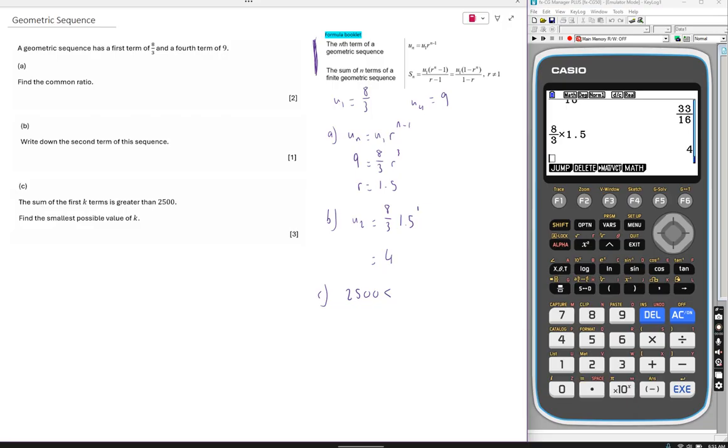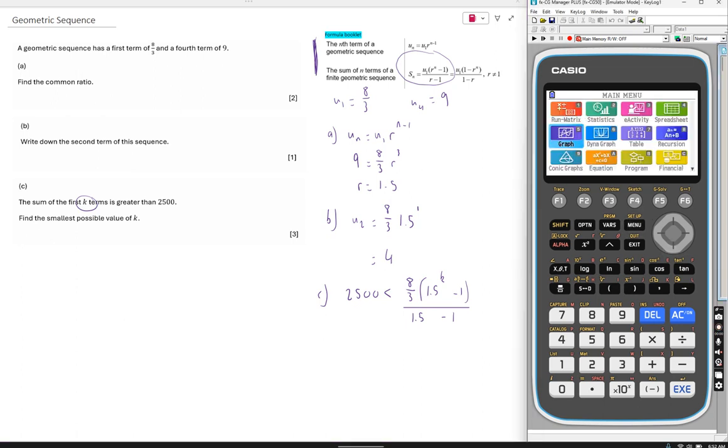Now I'm going to use this formula. I'll draw a circle around it. I'm going to use this formula up here. So U1 is 8 over 3. r is 1.5. n, we're not going to use n, we're going to use k because it says the first k terms, so let's keep it consistent. k minus 1, all of that divided by r, which is 1.5, minus 1.